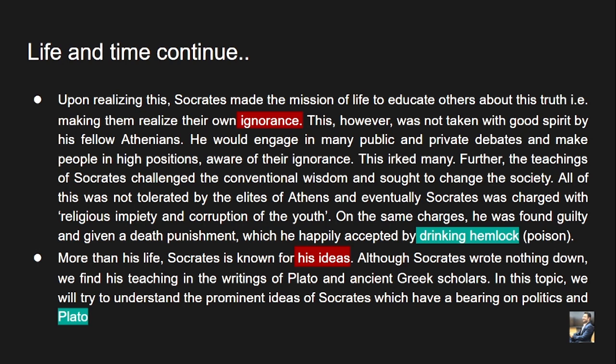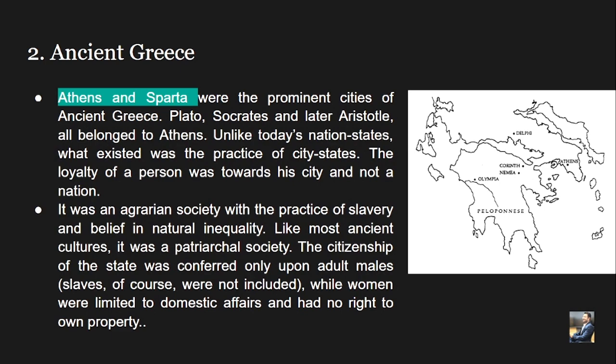More than his life, Socrates is known for his ideas. His life was brief, but his ideas are eternal, even used till date. Although Socrates wrote nothing down, we find his teaching in the writings of Plato and ancient Greek scholars. In this topic, we will try to understand the prominent ideas of Socrates, which have a bearing on politics and Plato. As we know, Plato is known as the father of political philosophy. It is very important because the most influential individual on the life and theory of Plato was Socrates. So Socrates was an inspiration for Plato to formulate his political theory.